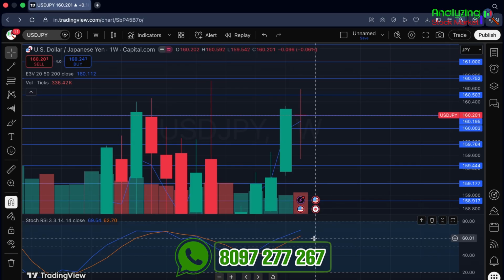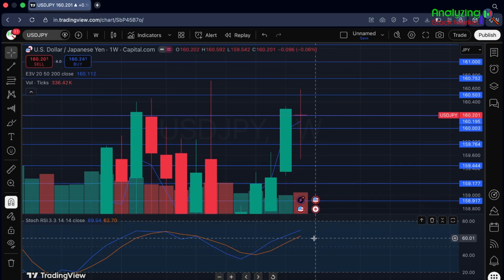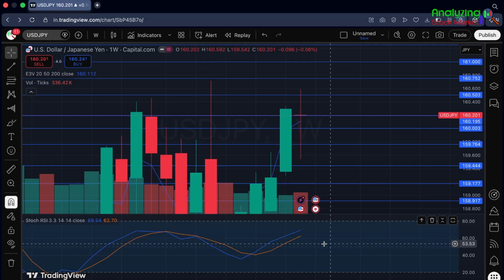If I talk about stochastic RSI, currently it is at around the 62-69 level, which is indicating a slight negative move. But remember, as we always say, we should not only look at RSI or other indicators, we should also look at other factors which move the pair, like any news or important events, and then make a decision according to that data. So now let's mark some important support zones and resistance zones on a one-day chart.